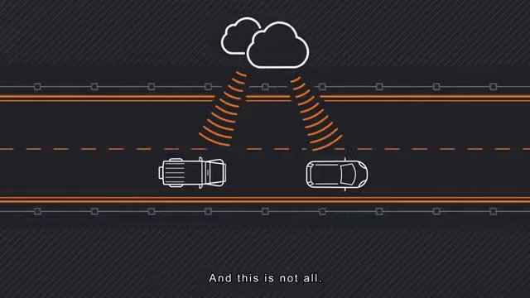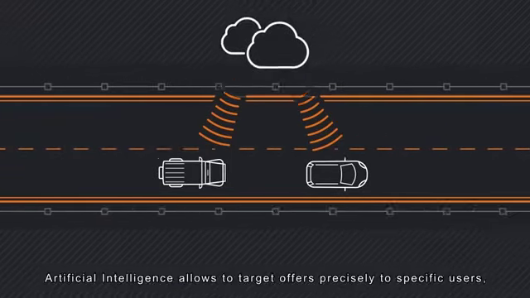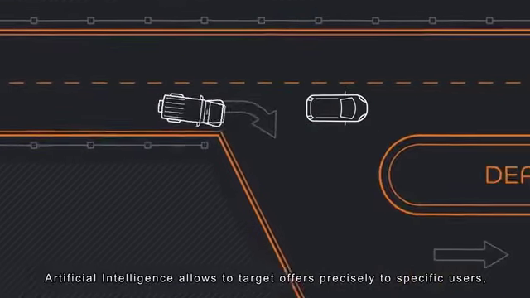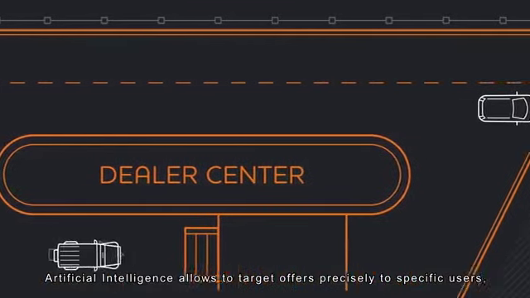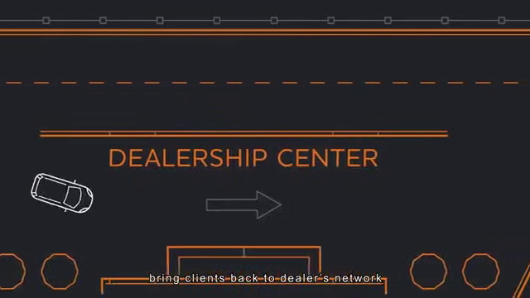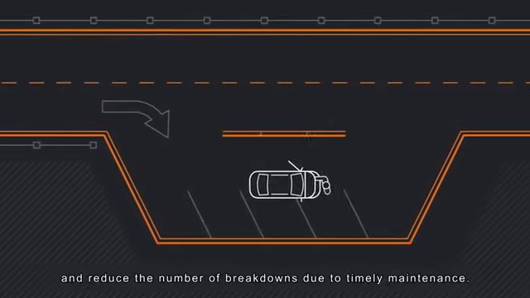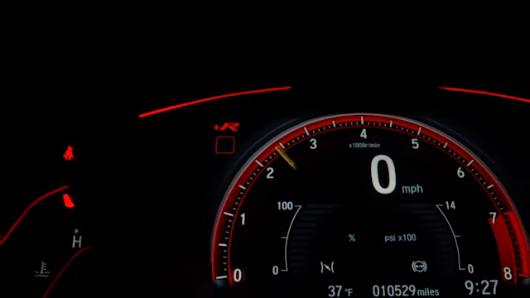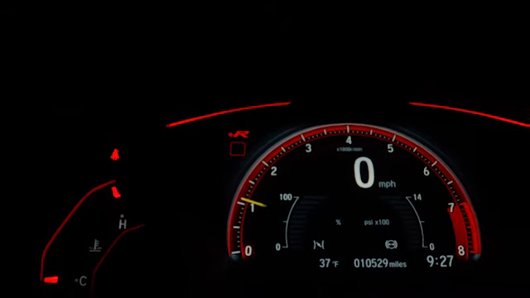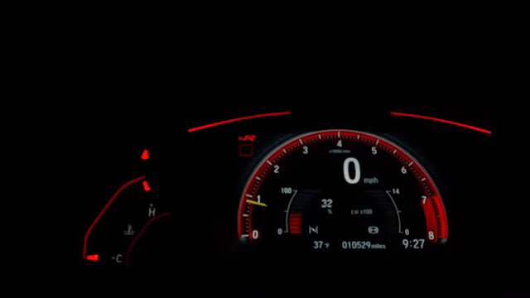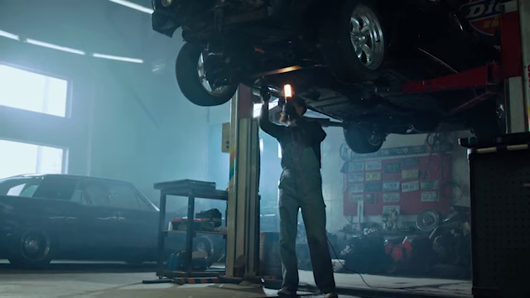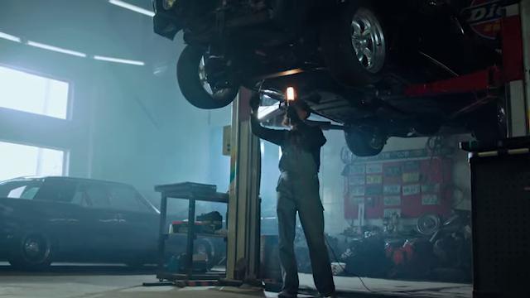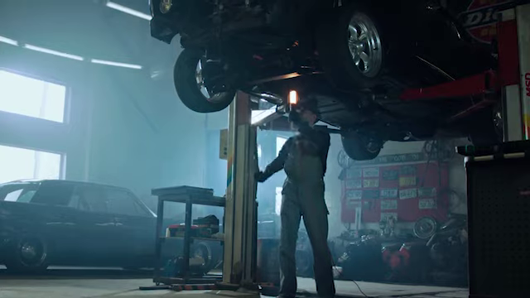And this is not all. Artificial intelligence allows targeting offers precisely to specific users, bringing clients back to a dealer's network and reducing the number of breakdowns due to timely maintenance. Putting that together, and now the car manufacturer has a solution to make the next generation, and as a leader in developing automotive semiconductors, this is a critical focus for us.